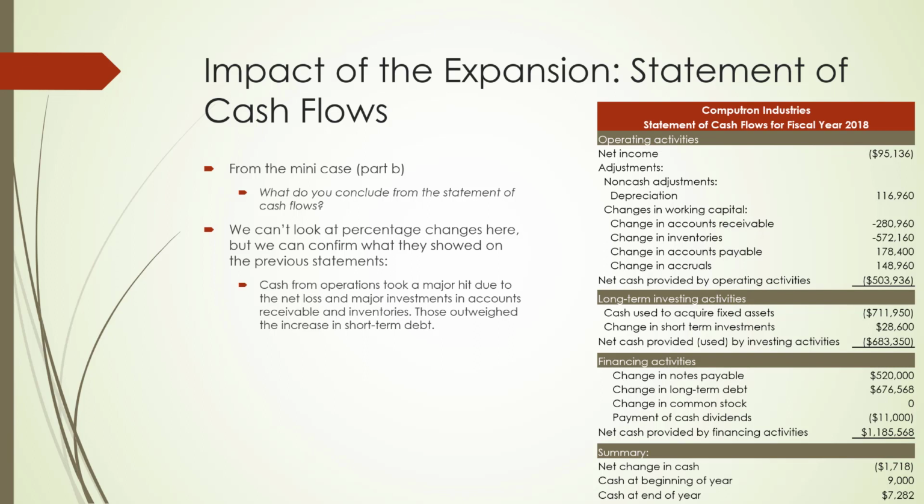We can also see that the cash provided by operations declined by $503,936. That's a major hit, and this is probably what has triggered management in this case. They're concerned by this major decline in cash provided by operations. This suggests that the underlying business is not very healthy. Now again, don't get too concerned about this because this is short-term results of a long-term investment.